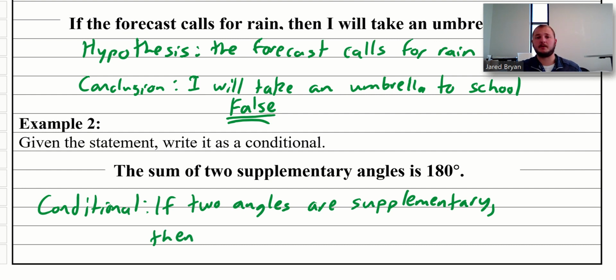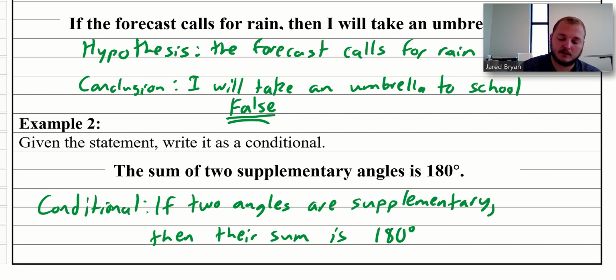Well, I'm saying the sum of them is 180 degrees. So I'm going to say then their sum, or what I get when I add them up, is 180 degrees. Okay, and that would be all I need to do for that one. So you'll have some of those on your homework as well, or on future assignments.